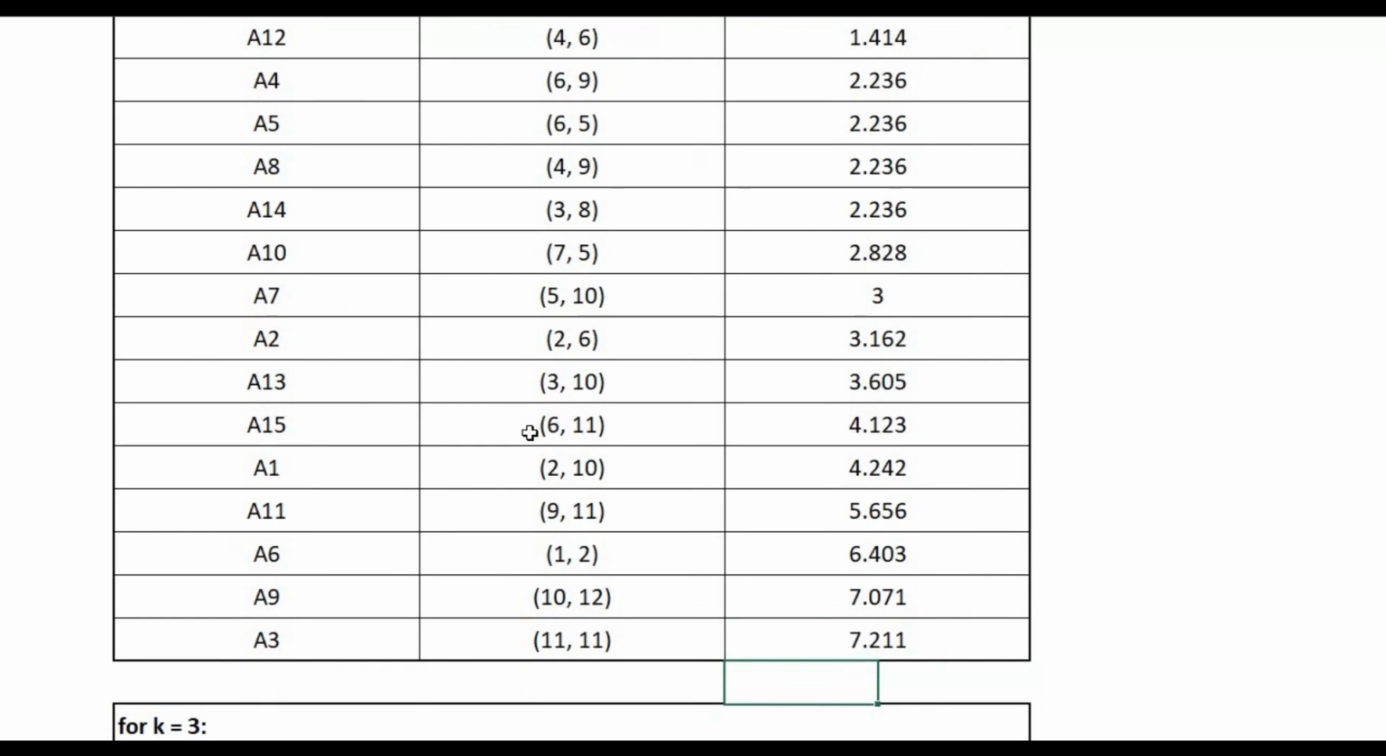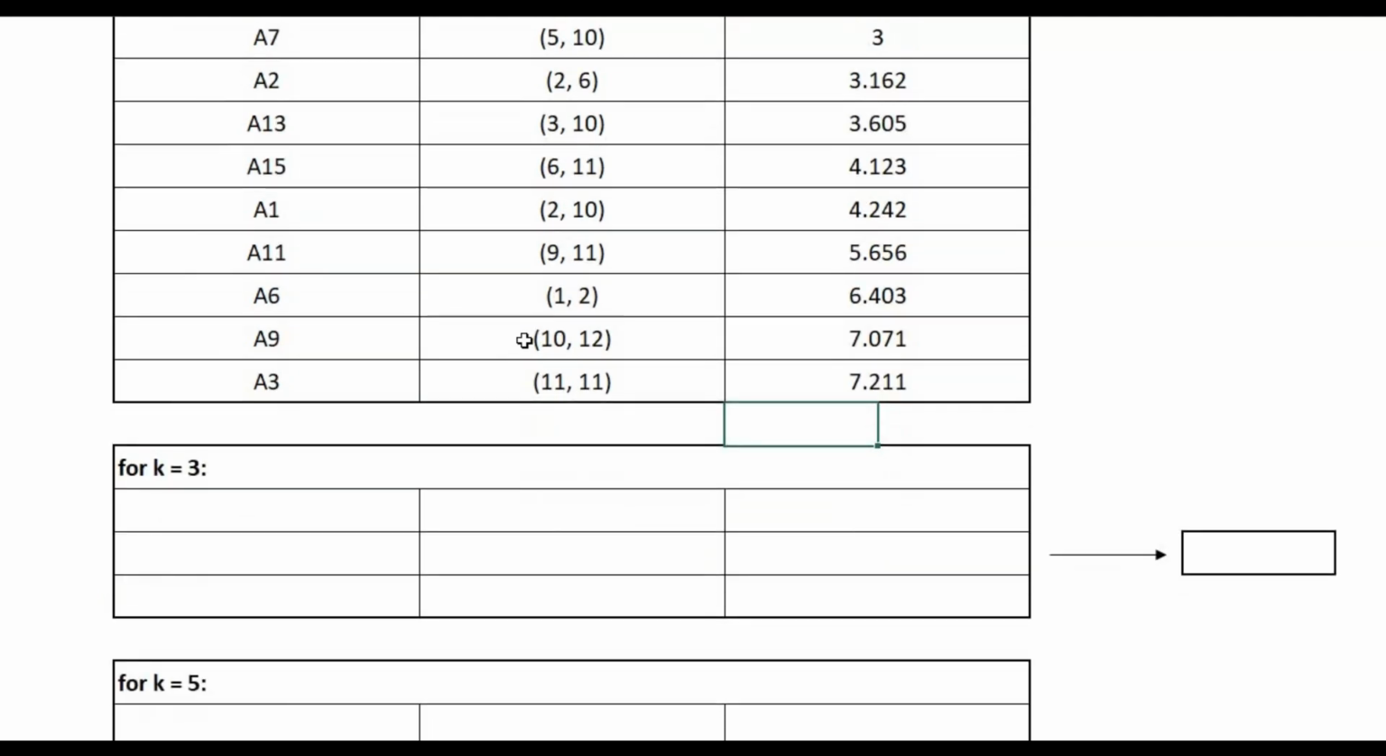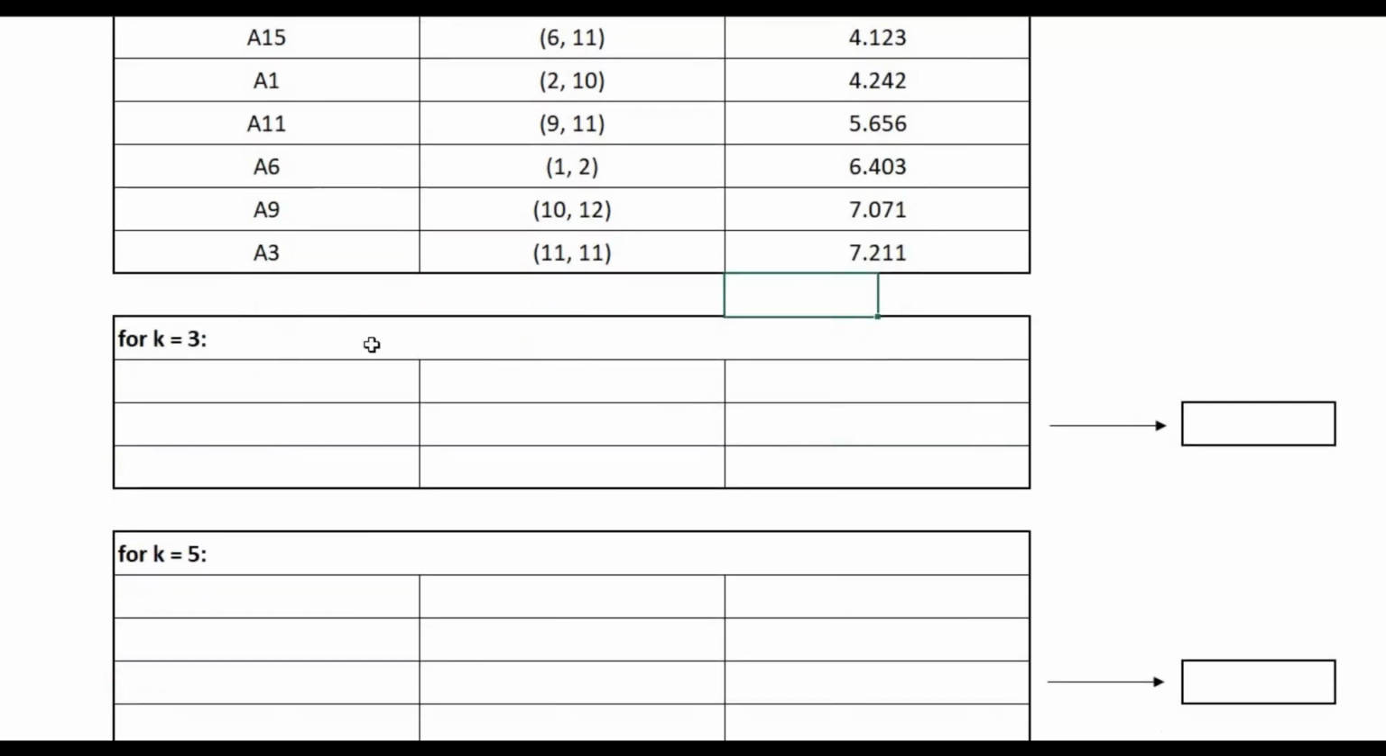So after sorting, we have to consider odd values of k, like 3, 5, 7. In most questions, you will see that they solve the question with only one k value, like k equals 3. But I recommend that if your data set has more than 10 rows, you take at least 3 values of k, like 3, 5, 7, to get a more accurate result. So let's start with k equals 3.